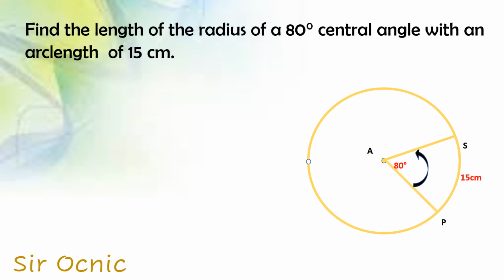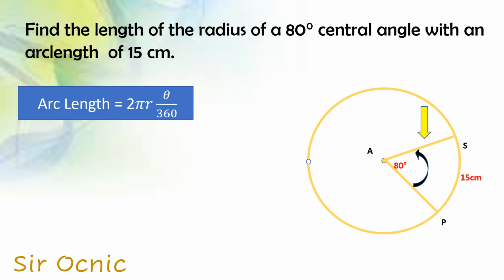Find the length of the radius of an 80-degree central angle with an arc length of 15 centimeters. In this problem, we will find the measure of the radius AS or radius AP. The given facts are arc length of PS, which is 15 centimeters, and the measure of the central angle, which is 80 degrees.